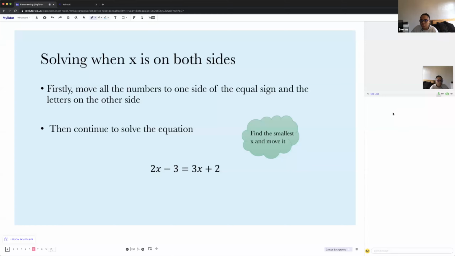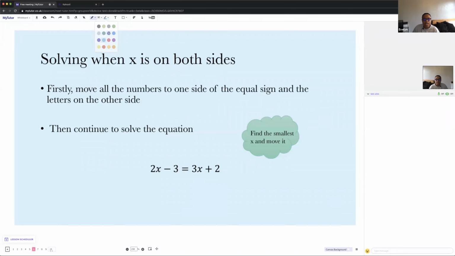Someone's asked for advice for the adding and subtracting parts. I would say always try and get rid of the number you're adding onto your like term first. If you have x plus 12 or x minus 100, get rid of the number that you're adding or subtracting first, and then do multiplication and division afterwards. It will make it a little bit easier.